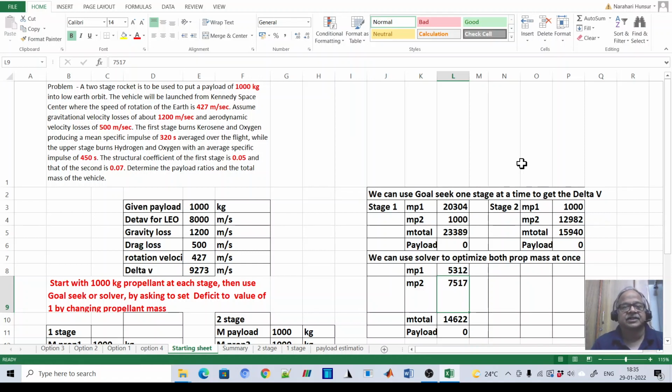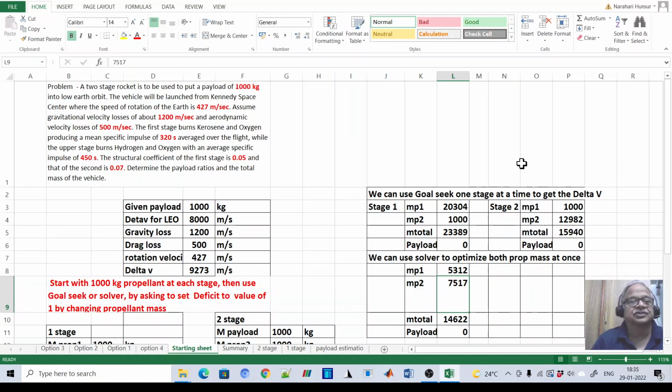So just to illustrate that, I have picked up a problem from a book. The problem says a two-stage rocket is to be used to put a payload of 1000 kg into low Earth orbit. The vehicle will be launched from Kennedy Space Center, where the speed of rotation of the Earth is 427 meters per second. Of course, if the thing is launched from Sriharikota, it will be slightly different. It depends on the latitude where it is being launched.